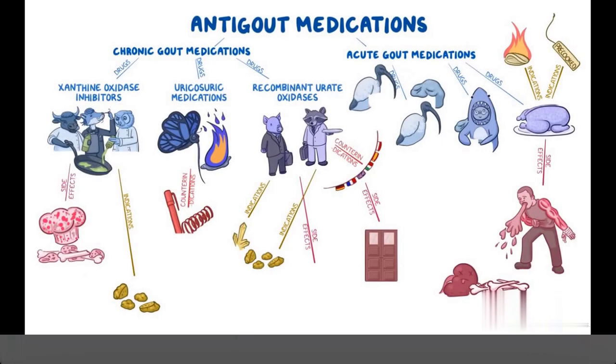But wait, there's more. Here is a mind map with all of the mnemonics. Go ahead and pause the video so you can test yourself and see what you remember. Stay tuned for the answers after the credits.